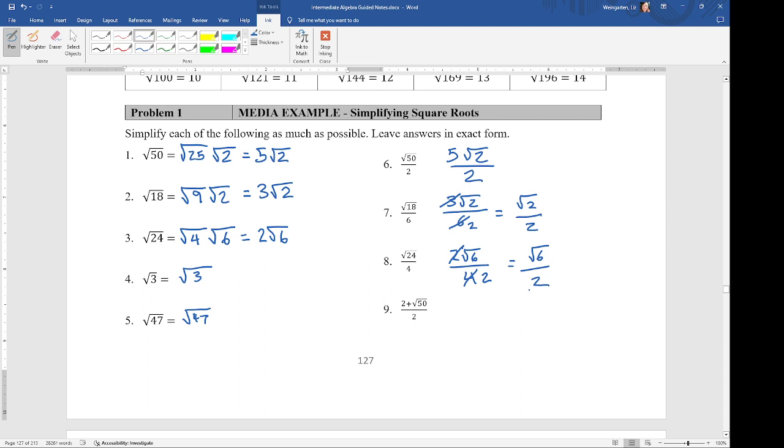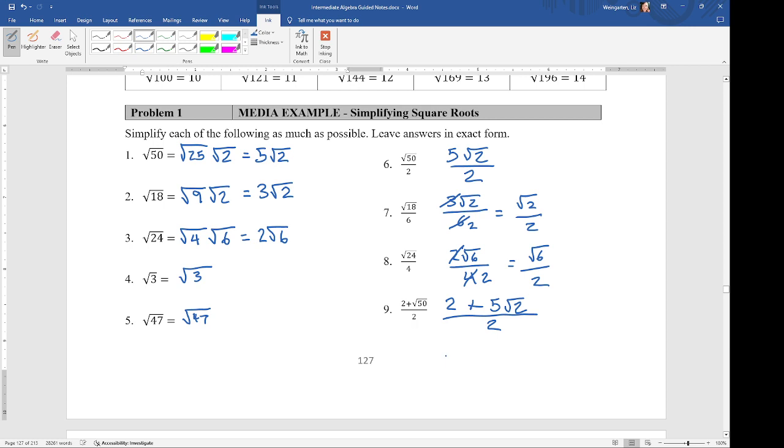And now for some even more complicated examples. This type of example we're going to need to know in the next lesson, so it's important that we know how to simplify these. We know the simplification of the square root of 50. We already have it up here, so I will take that. 2 plus 5 times the square root of 2 over 2. There are no common factors, so this is a perfectly fine answer.